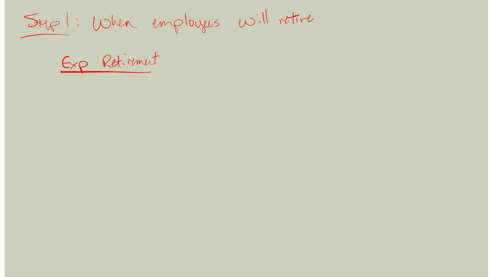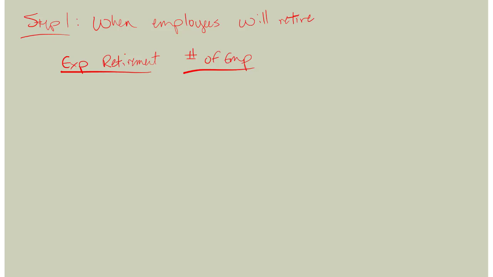So step one, we need to figure out when our employees will retire. And to do that, I'm going to make a table. Let's see, expected retirement. And then I'm going to get the number of employees. And we have this information already. It was given to us. Now we're just organizing it a little more logically so that we can see it better.